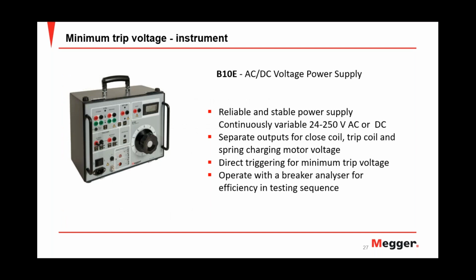B10E is a power supply which can provide AC/DC, a reliable and stable unit, with continuous, variable output between 24 and 250 volts AC or DC. It has separate outputs for the close coil, trip coil, and spring charging motor voltage, and can do direct triggering for minimum voltage testing, on top of the remote triggering of the analyzer you would use with the B10E. It will be used in conjunction with the breaker analyzer to increase efficiency in the testing sequence.